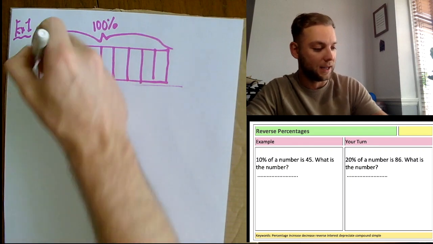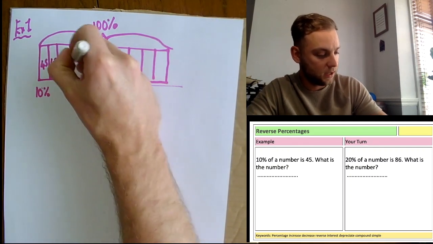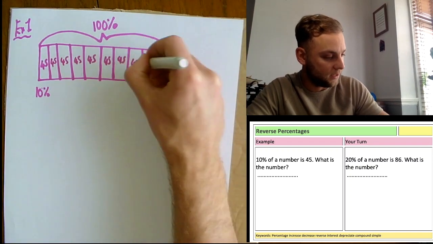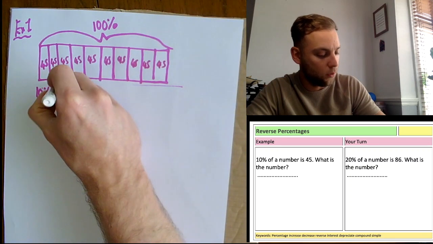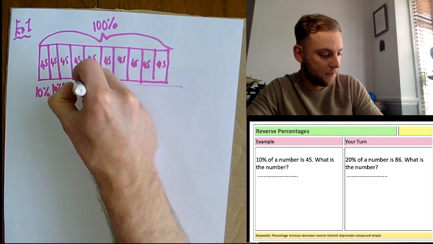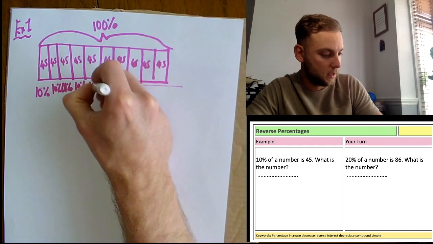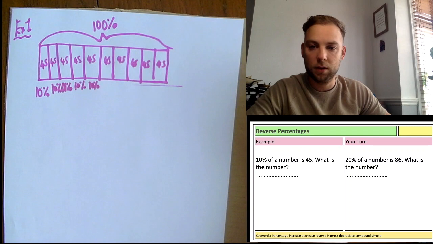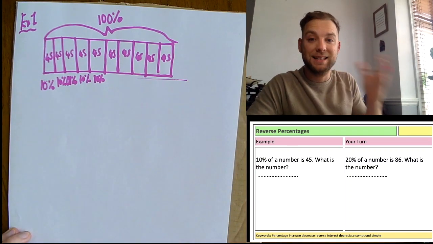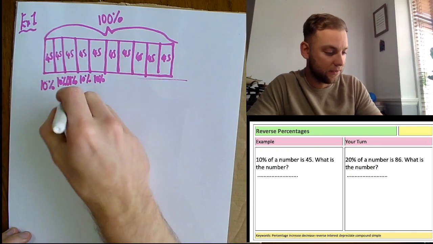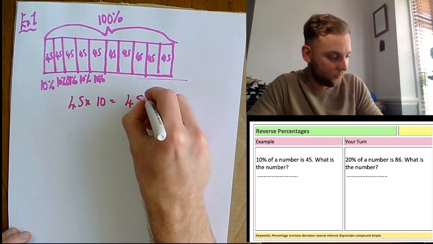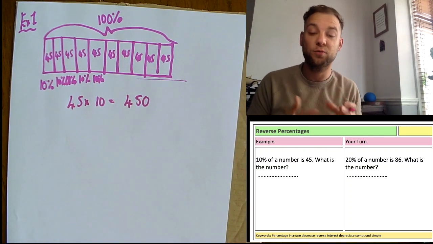And we can do that by, well, you can either fill all of these in, because I know that each of these are worth 10%. There's 10 of them, and they're also worth 45 each. So all of these are worth 10%. If I know that 10% of a number is 45 and it's split into 10 parts, we want 10 lots of this 45, so it's going to be 45 times 10, which in this case is equal to 450. So that's the first reverse percentage question.